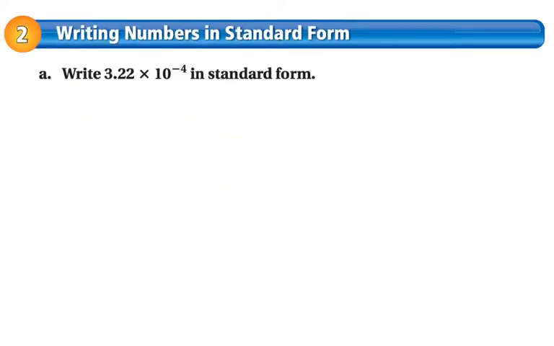So in example 2, it says write our numbers in standard form. So we have 3.22 times 10 to the negative 4 here. Now, since we have a negative exponent right here, an exponent of -4, remember that that means we're going to move our decimal to the left. These negative exponents really help us rewrite very, very small numbers.